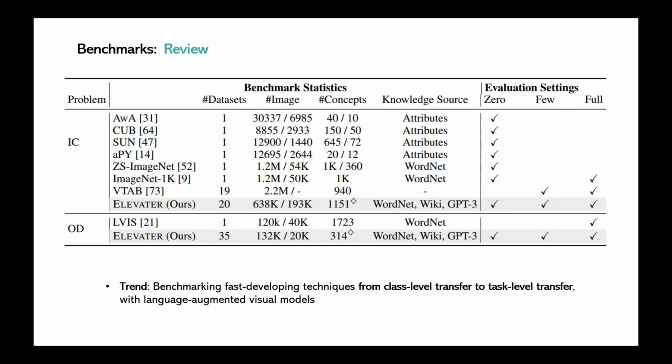And Lewis is another long-tail object detection data set. Comparing with them, the Elevator benchmark covers many task domains and is enriched by external knowledge and allows the task level transfer with any number of training examples.